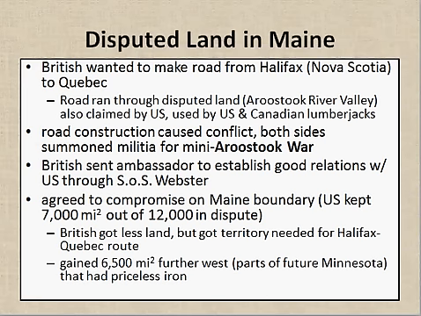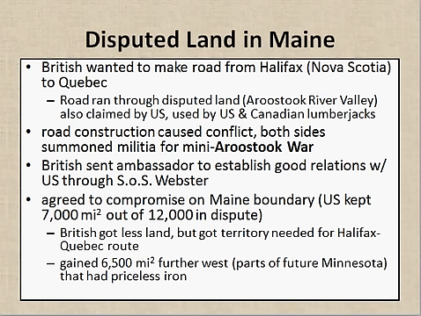The last issue with Canada or Great Britain during this time period had to do with some disputed land in Maine. The British were trying to build a road, and this road would go through an area that was used by both American and Canadian lumberjacks. Both sides locally called up their militias and fought this conflict for this land that was called the Mini-Aroostook War.